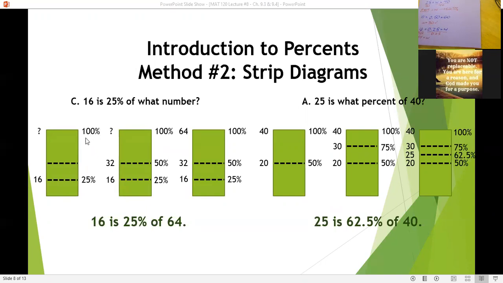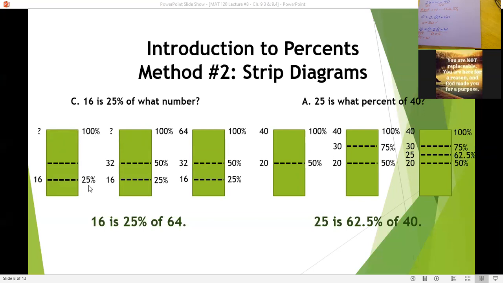So now that the 100% is there, I'm going to put a question mark here because I know that the ultimate question is what number. And if I begin by thinking about what 25% is as it's related to 100%, I could put that down here next. Knowing that 16 is 25% gives me the idea to put the dotted line and put 16 here. So the first thing you would do is put the 100%, then you would put the question mark, thinking, okay, I recognize what the whole is. I don't know the whole, but I know it's 100%.